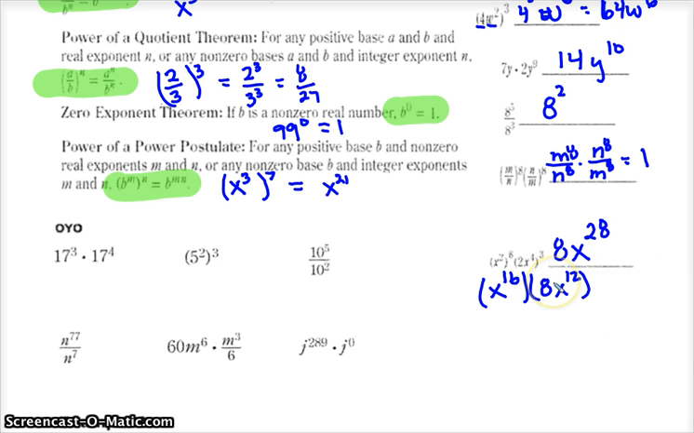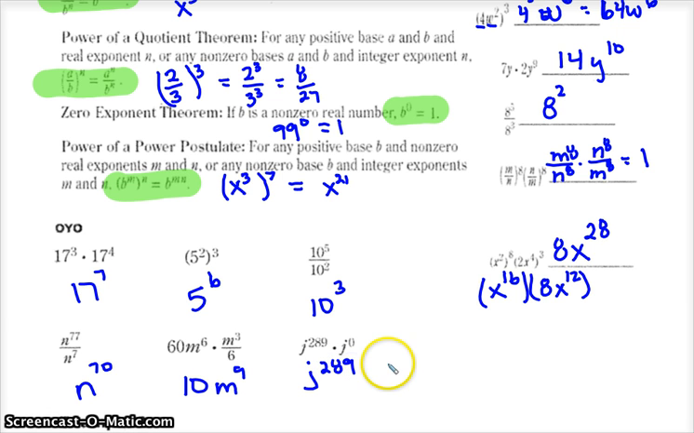Why don't you go ahead and pause and try the on your own problems and then check your answers. For the on your owns, you should have gotten 17 to the 7th, 5 to the 6th power, 10 to the 3rd, n to the 70th, 10m to the 9th, and j to the 289th.